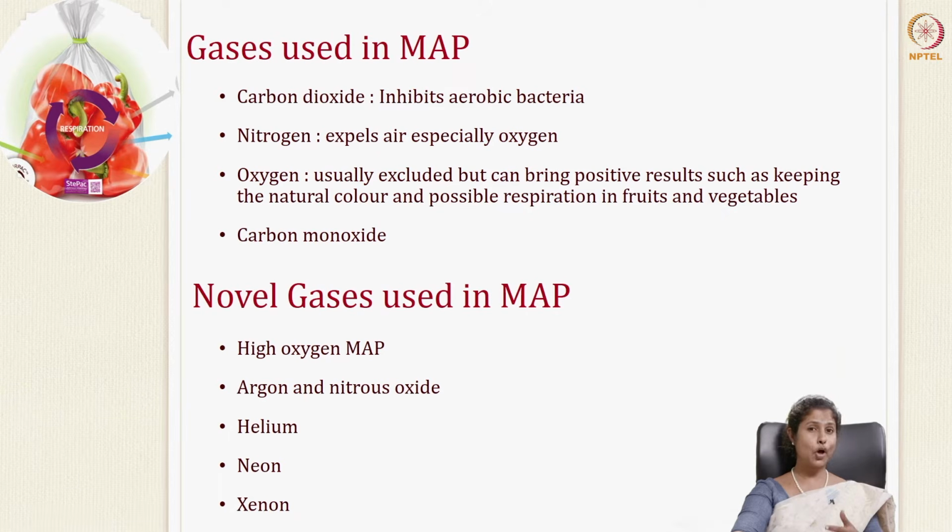A third one is oxygen, where you need to exclude oxygen in most of the cases, except in the cases of vegetables and meat, where the product needs a little amount of oxygen. Carbon monoxide is also a very important MAP gas, which is introduced into the package to increase the shelf life. Now, other than these, you've got a number of novel gases or the inert gases that are used in MAP. They do not contribute to the reactions, but they can actually prevent certain harmful chemical reactions. These are argon, helium, neon, and xenon.